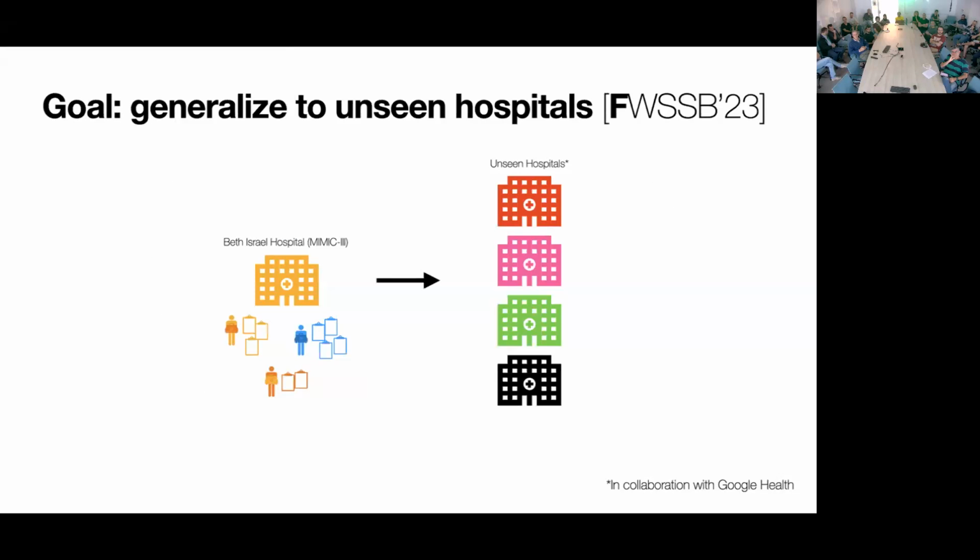So let's start by considering an actual problem. We have data from a single hospital. It's called MIMIC-III, for anyone that's worked on a medical data set. It's an electronic health record, or an EHR. Unfortunately, due to privacy constraints, we can only train our classifier on this single hospital.